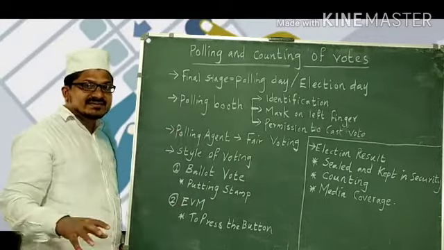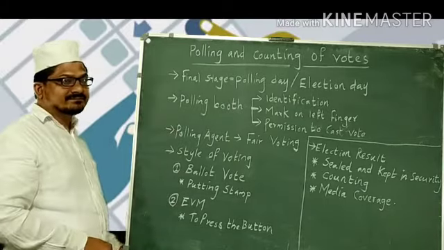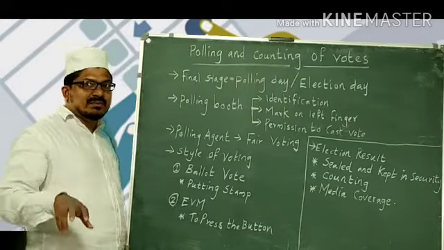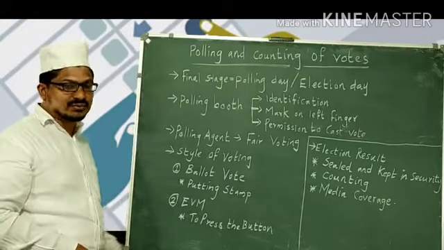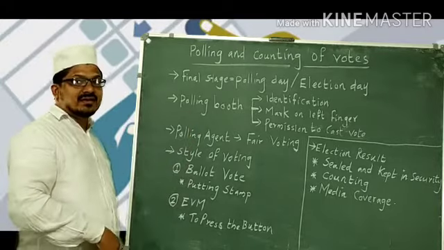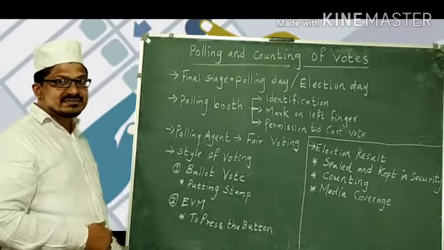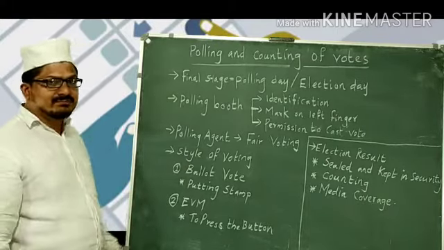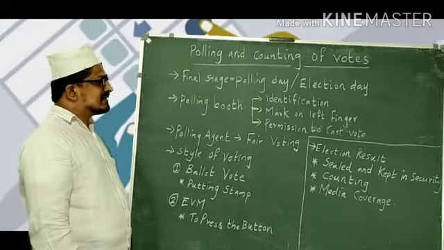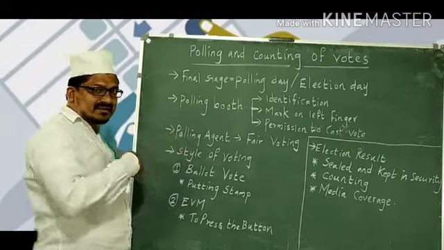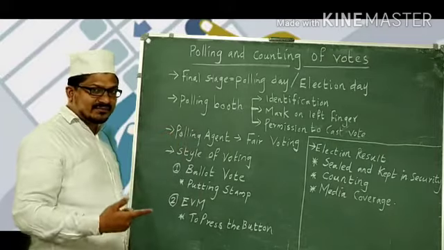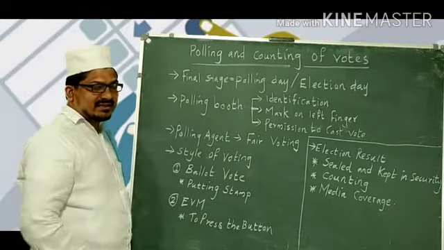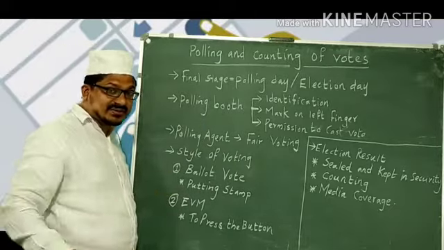A polling booth is a special place where some kinds of arrangements are prepared for casting our vote. Polling booths may be government schools, madrasas, community halls, or any other public places. So, if we want to cast our votes for our favorite candidate, we have to go to the polling booth. In the polling booth, we can see a lot of arrangements.